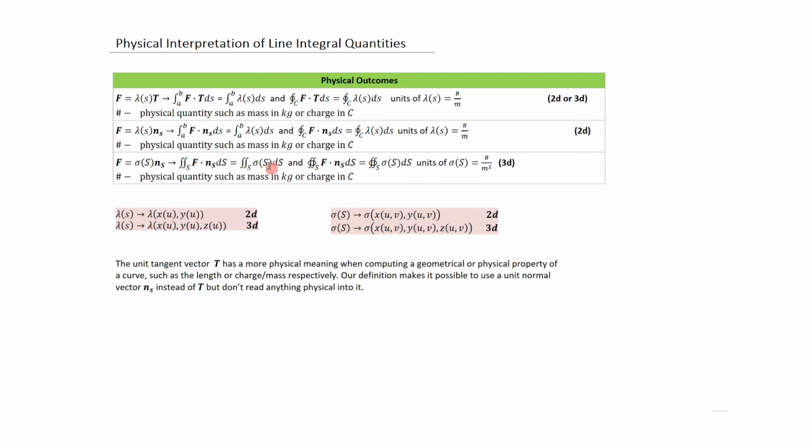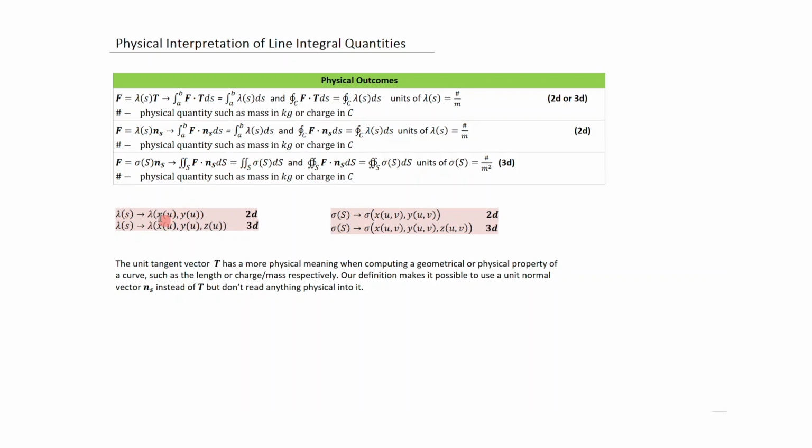This sigma s would now be considered a mass density, which would have units of kilograms per meter squared. This, of course, would have units of meters squared, so this would essentially be computing the total mass over a curved surface. The only difference between this expression and the previous one is that in this case we're integrating over a closed surface, whereas there it was over an open surface.